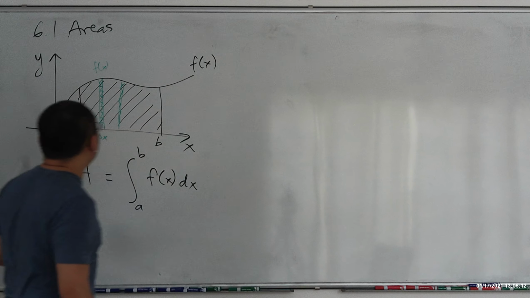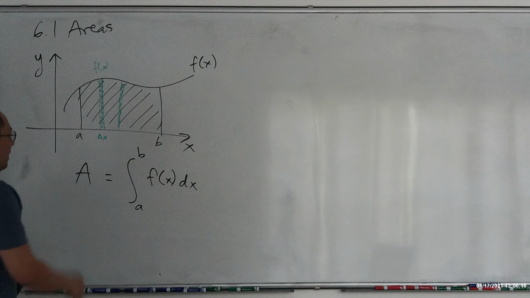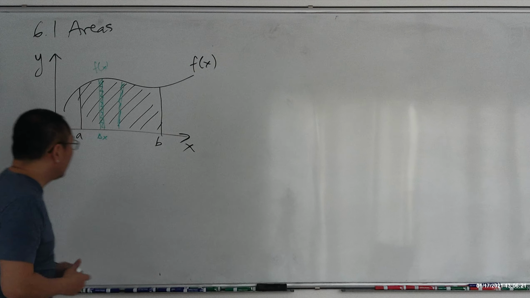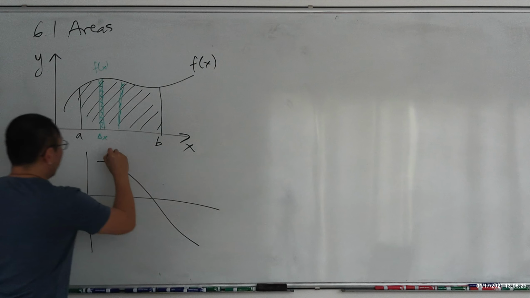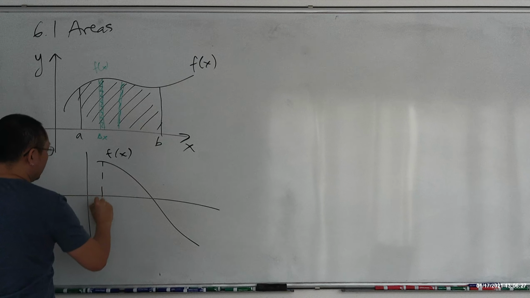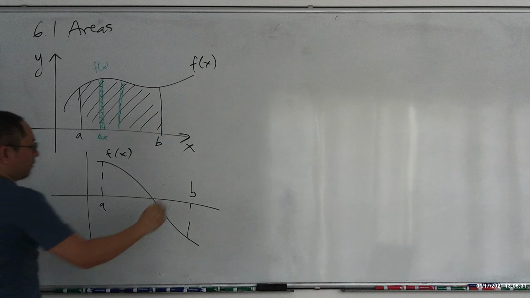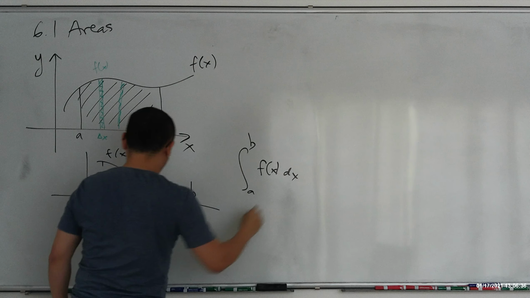Okay, that was a review from last time, which is from calculus 1. Now we're going to calculate the physical area. Sometimes the graph may not be that nice. What if you have a function f like this? This is my f of x, and this is a, and this is b.